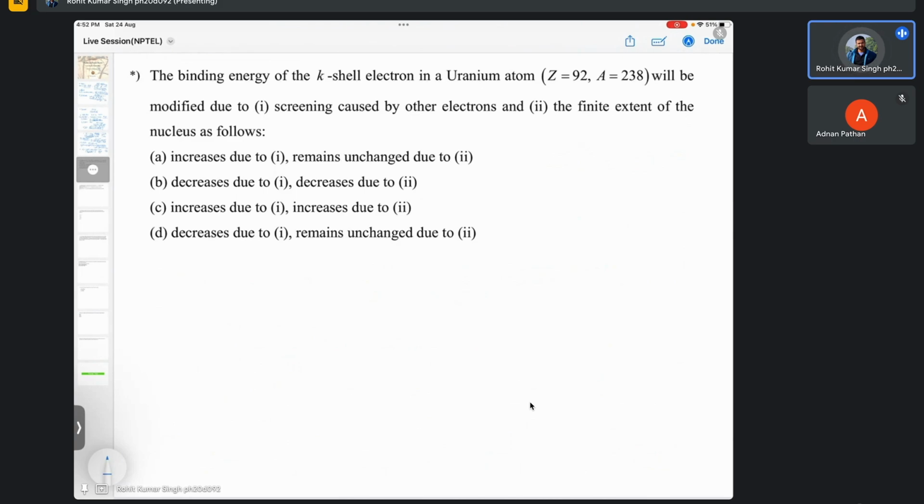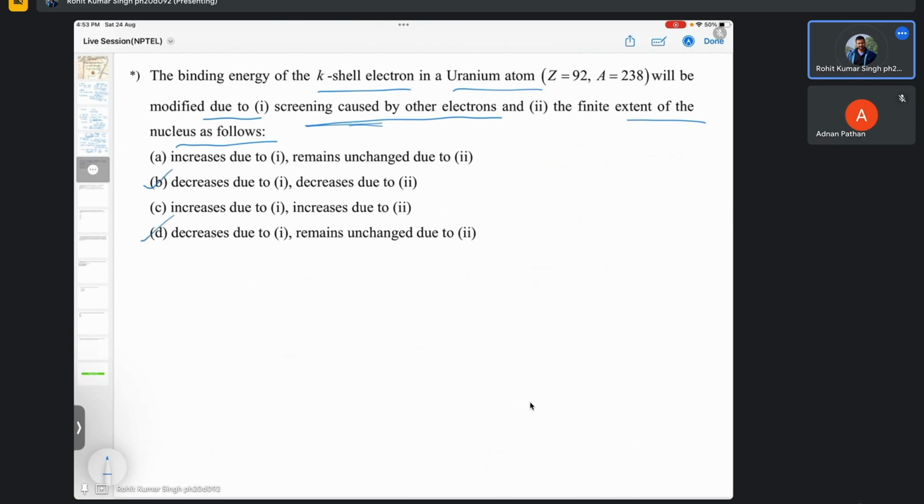So the binding energy of a K shell electron in a uranium atom will be modified due to screening caused by other electrons and the finite extent of the nucleus, as follows. So what will happen to the binding energy of an electron in a uranium atom, due to these two factors? First is screening. Like you can guess, screening will definitely cause a decrease in the binding energy. So this can be true.